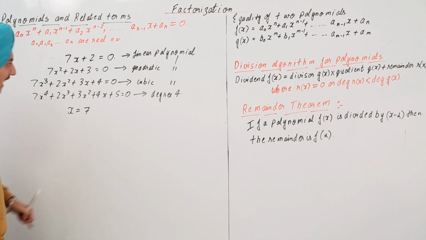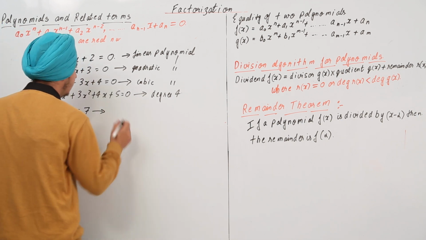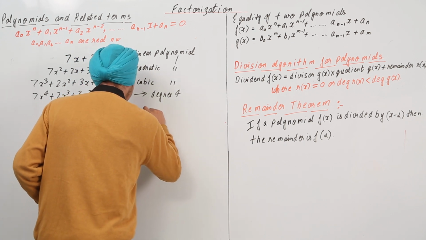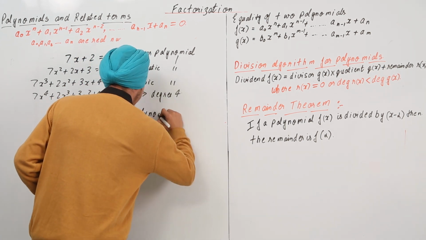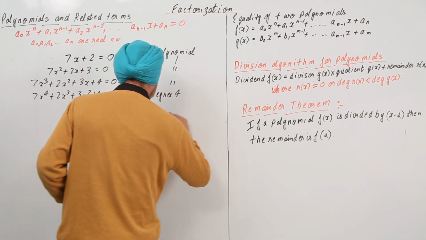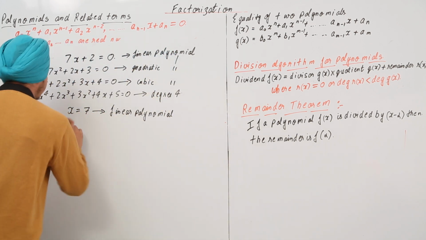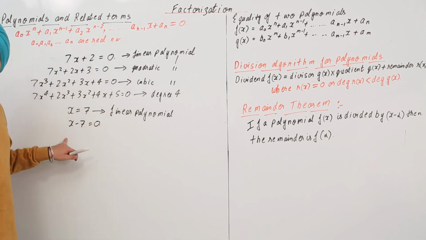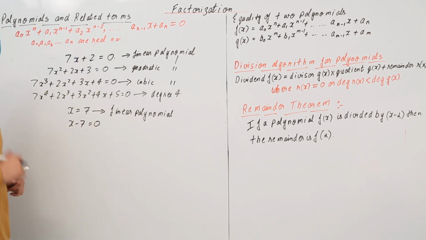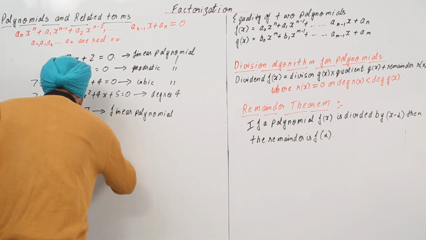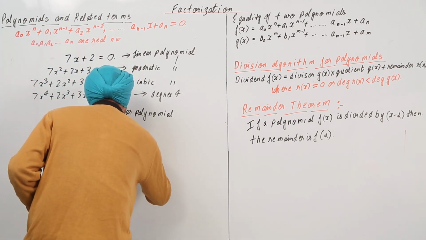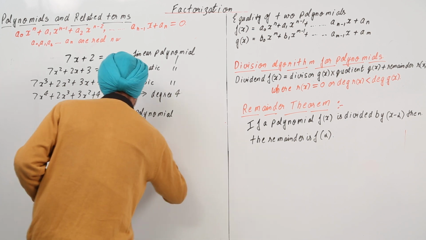This is again a linear polynomial. Why? Because this can be written as 7 minus x equal to 0. So the highest power of x is 1. What is a constant polynomial then? 7. This is a constant polynomial.